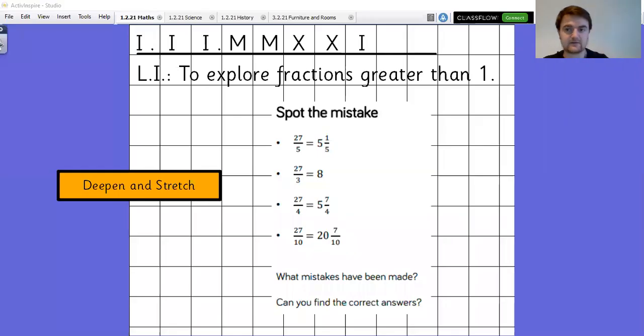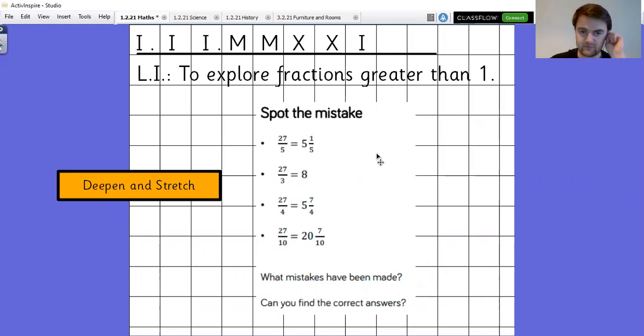So let's have a look at our starter activity, which is down as a task in Teams. So you've got to spot the mistakes. So we've got 27 fifths equals 5 and 1/5, 27 thirds equals 8, 27 quarters equals 5 and 7 quarters, and 27 tenths equals 20 and 7 tenths. Each of those bullet points has got a mistake that's been made. Can you use your own knowledge to find what those mistakes are? And then let's have a look and see what they are.